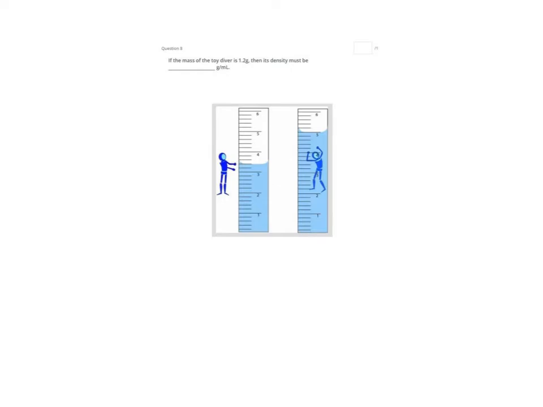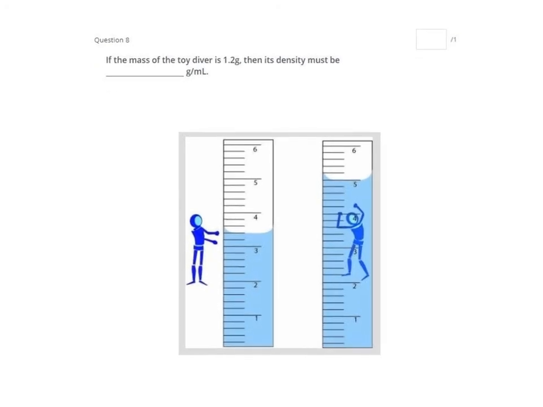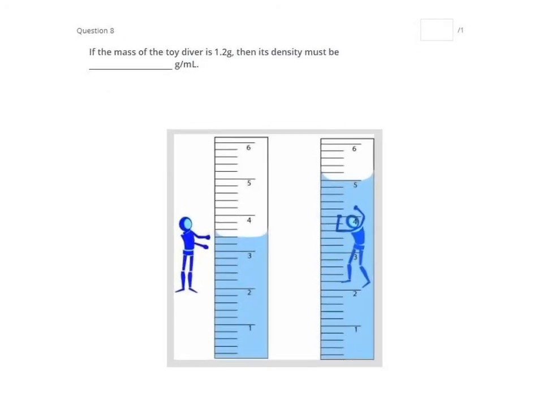Okay, question number 8 is very similar to that with the koala, except it's all in one step. So this question says the mass of the toy diver is 1.2 grams. So it's telling you M. You need to figure out its density. So we're going to practice the same methods that we did with the koala.